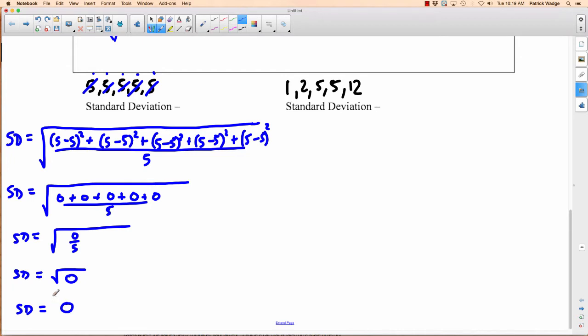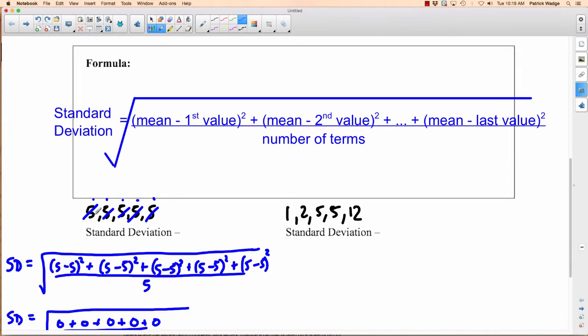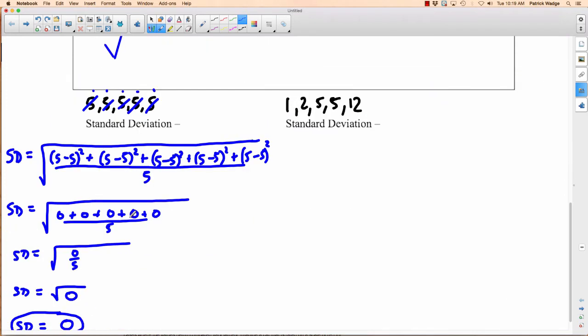0 multiplies by itself to get 0. This is your standard deviation. And that makes sense, right? There is no spread in the data here. All the data points are 5. The mean's also 5, so there's no spread around the mean because they're all exactly equal to the mean. Not the most interesting one.